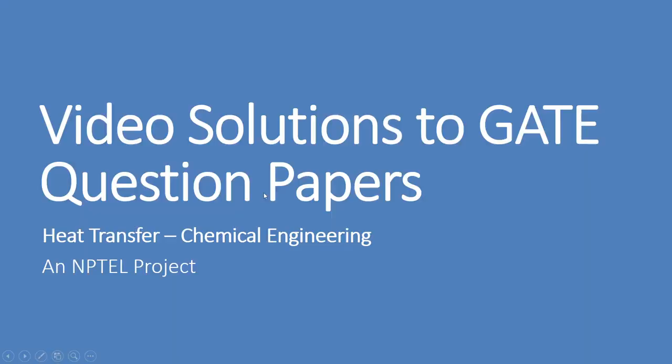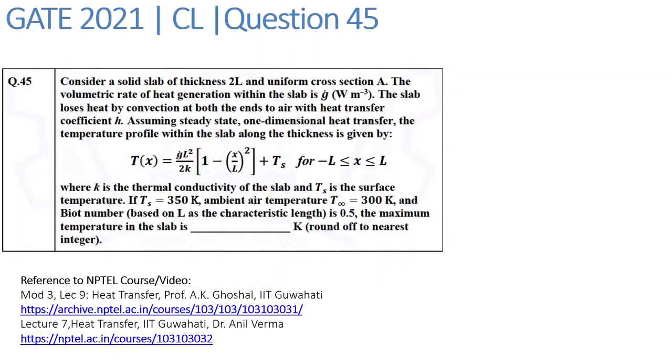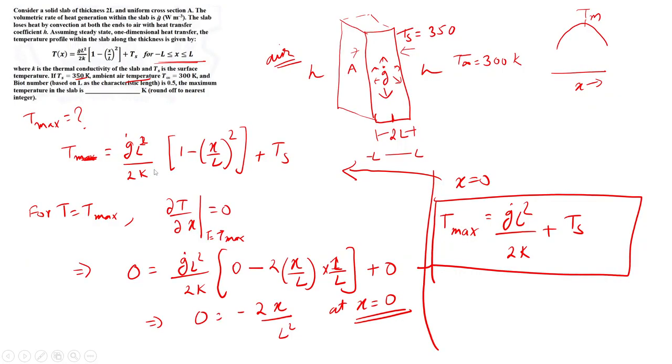Yes, so we can move on to another question. In this question, we have been given a solid slab of thickness 2L and uniform cross section A. We have been given the volumetric rate of heat generation and some assumptions, and the temperature profile within the slab is given, and we have to find the maximum temperature in the slab. So we can take a look at the video solution of this question.